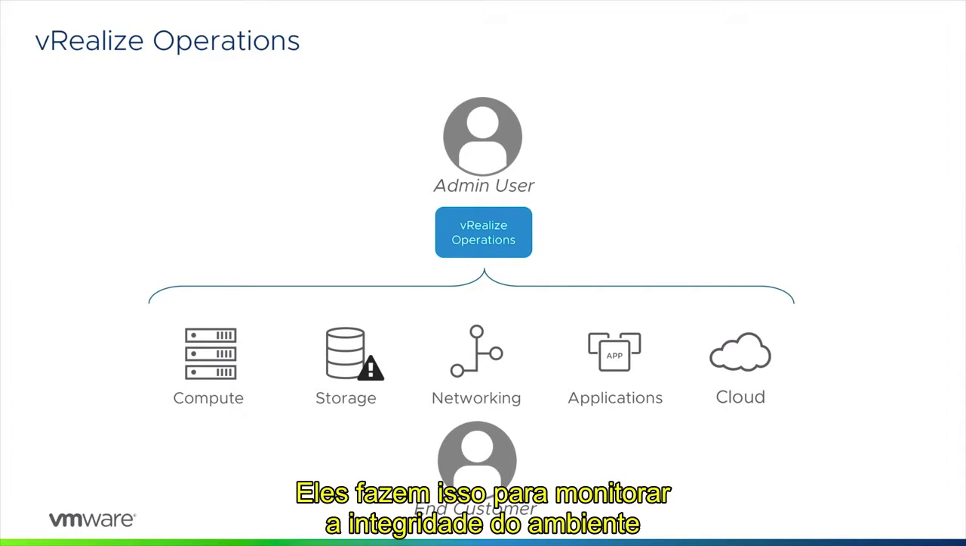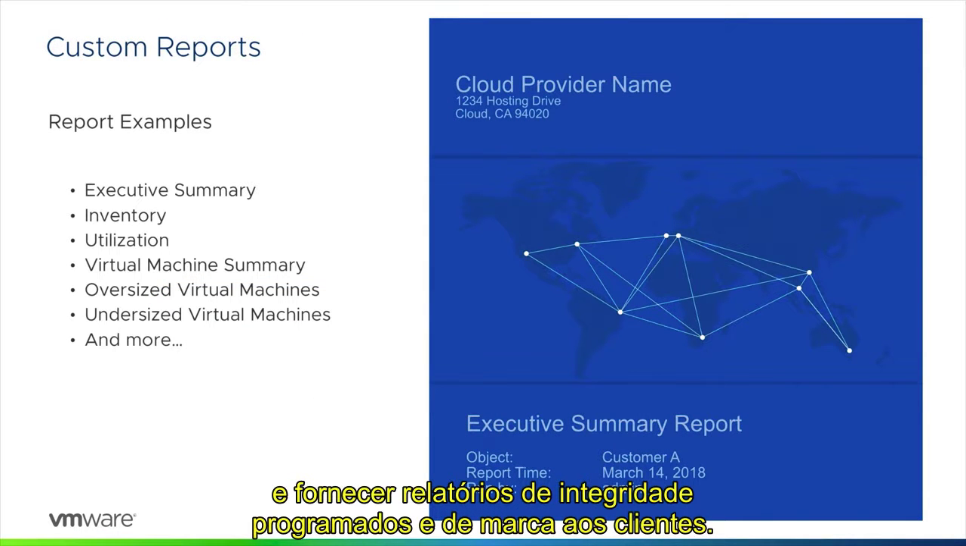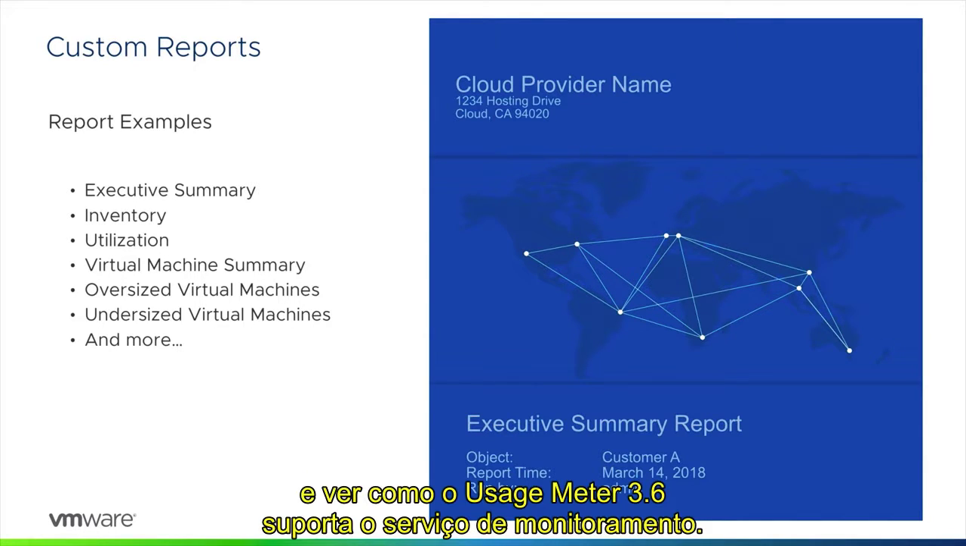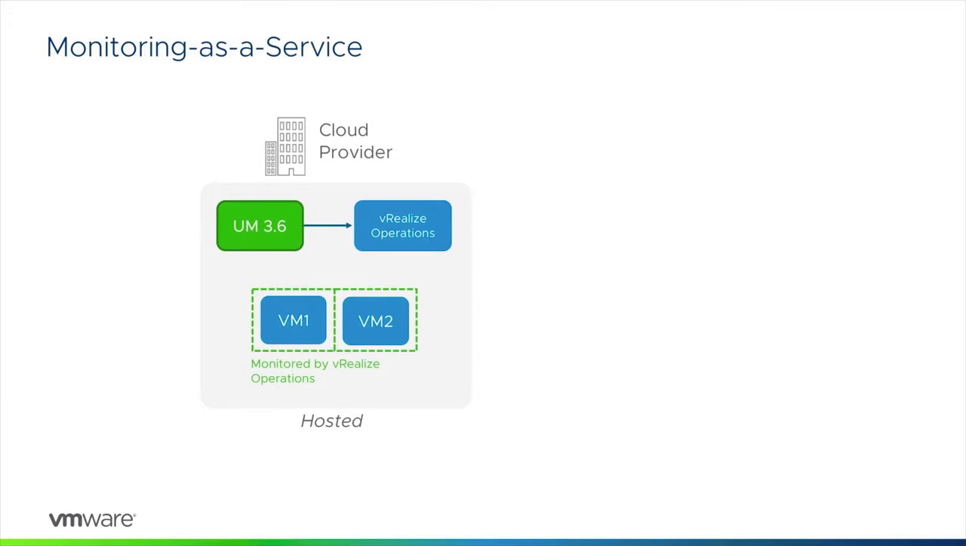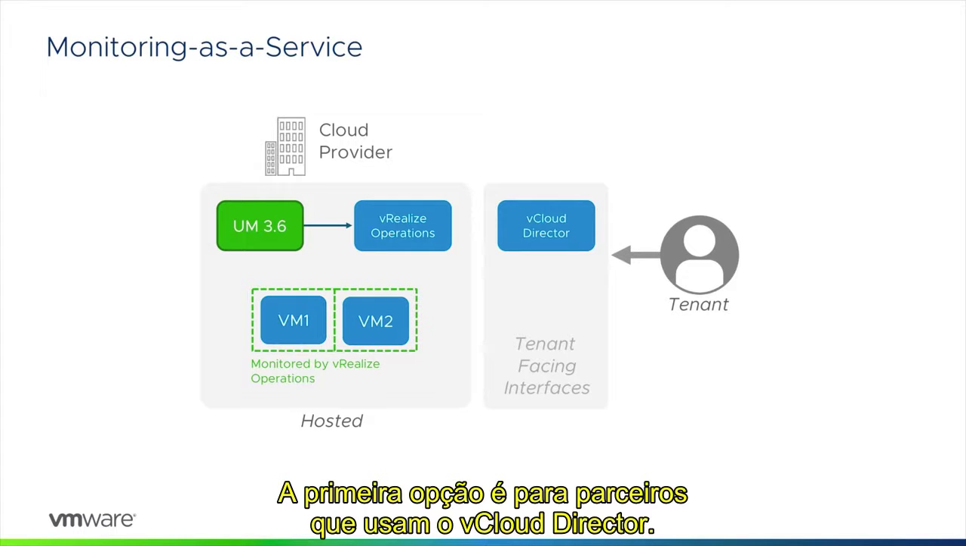They do this to not only monitor the health of the environment, but to provide scheduled and branded environment health reports to the customers. Let's take a look at these two scenarios and see how Usage Meter 3.6 supports monitoring as a service. The first option that I mentioned is for partners that utilize vCloud Director.